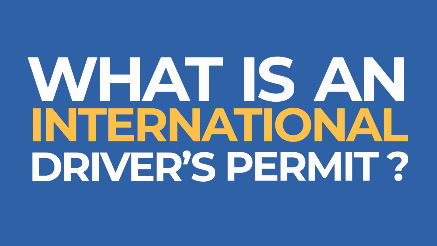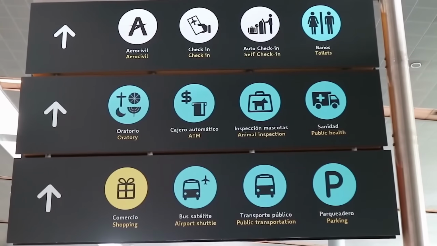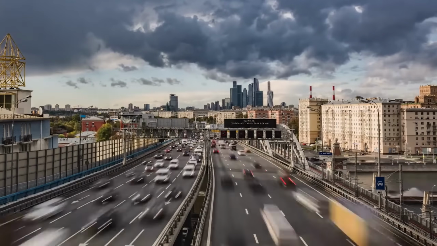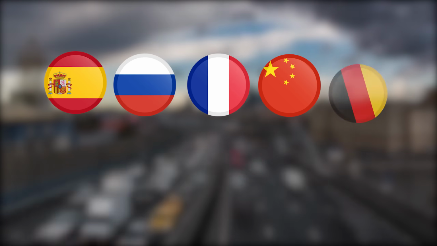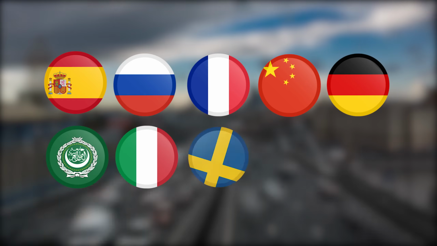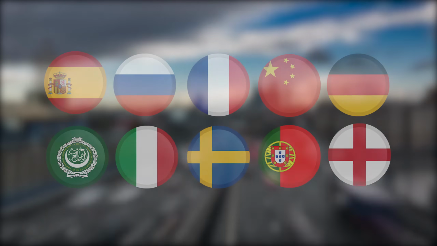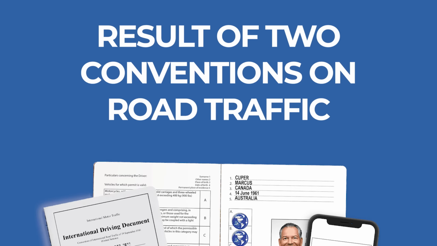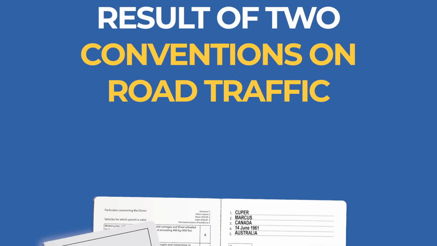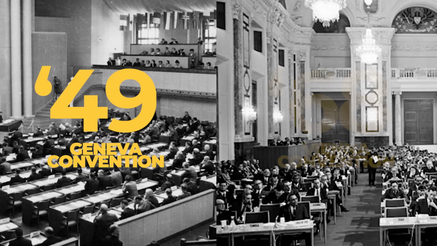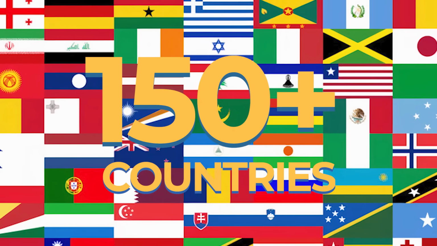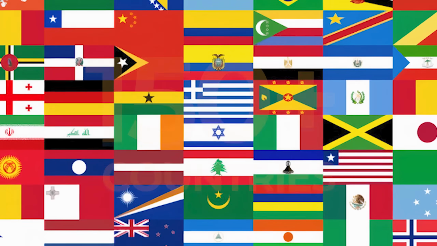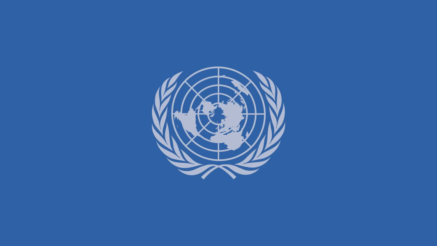So what is an international driver's permit? Simply put, it is a translation of the information on your license into 10 or more languages, including Spanish, Russian, French, Chinese, German, Arabic, Italian, Swedish, Portuguese, English. The booklet is a result of two conventions on road traffic held in 1949 and 1968. Over 150 countries recognize the IDP, and the booklet is also regulated by the UN.